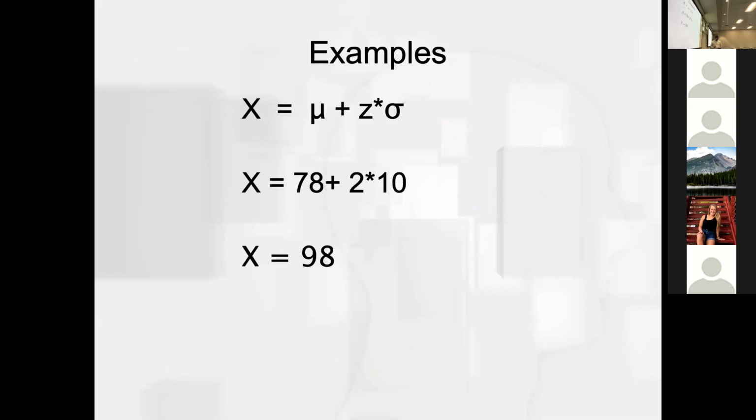Make sure we did everything right. Yes, we take our x, we grab our population mean, we add our z-score times our standard deviation to get our x value. Questions about that example?